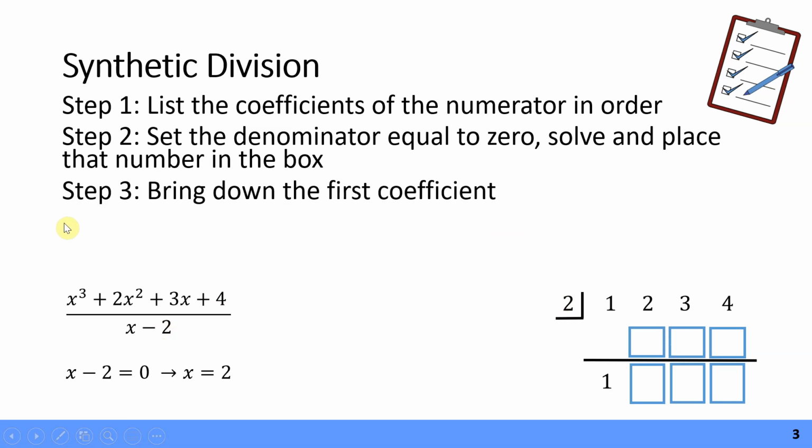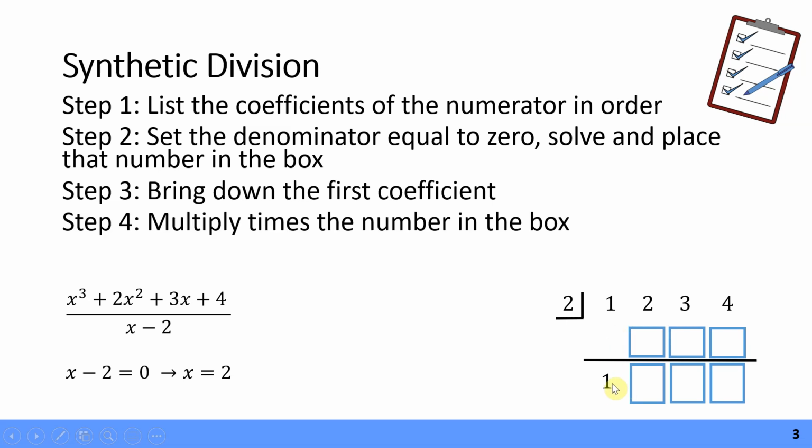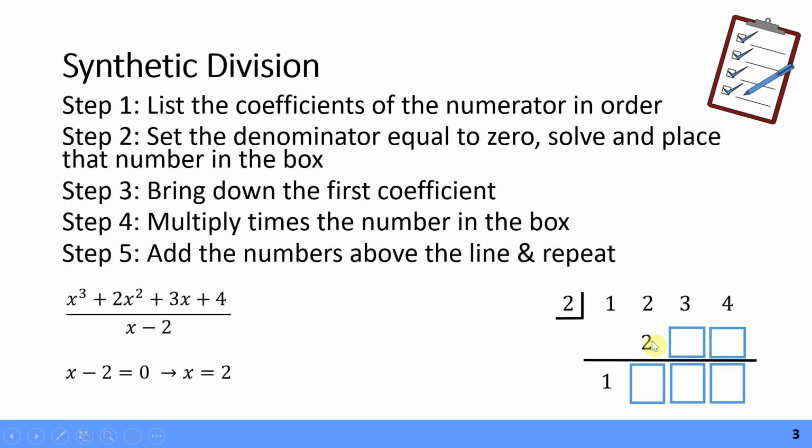All right, step number 3. This is always going to be the first thing you do when you actually start the synthetic division process. You're always going to bring down the first coefficient under the line that we have here. So this one always comes down untouched. So the 1 came down. Step 4, every time a number comes down below this line, you have to multiply times the number in the box. So 2 times 1 is 2. That's the number we're going to be placing right here.